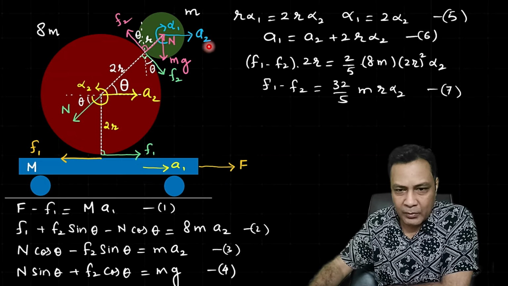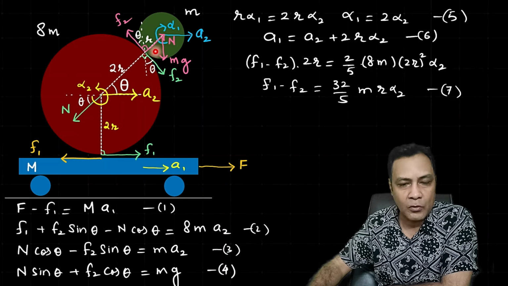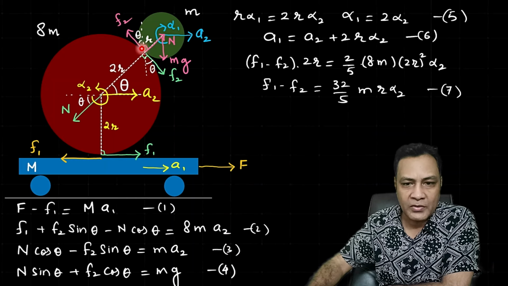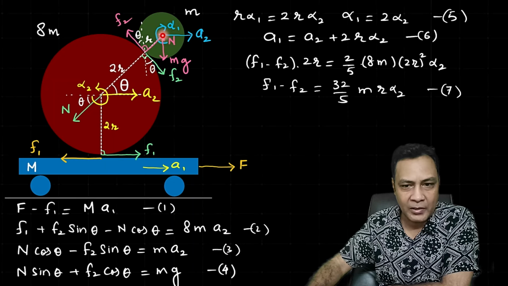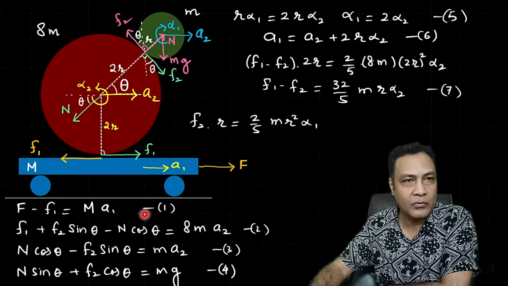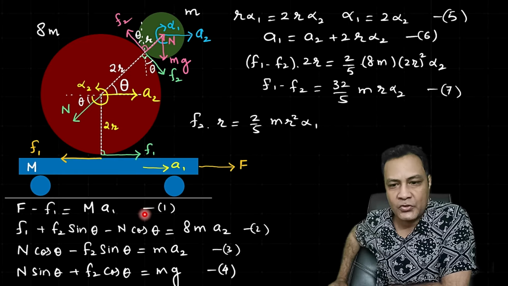And then let me apply the torque equation for the smaller sphere, applying torque about the center of mass. So F2 will give torque. So torque is F2 into R is equal to I into alpha. Its moment of inertia is 2 by 5 m r square, and alpha is alpha 1. So the equation is F2 R is equal to 2 by 5 m r square alpha 1. One R cancels, so we'll have F2 is equal to 2 by 5 m r alpha 1.